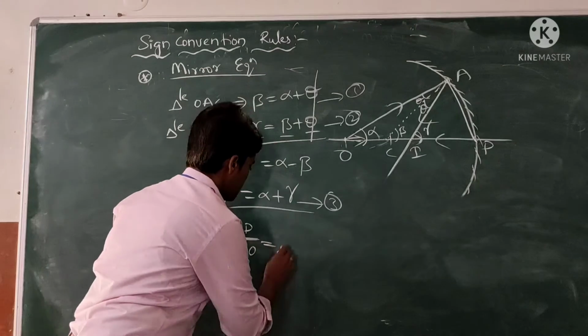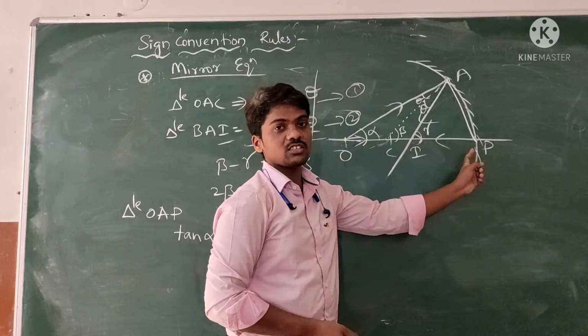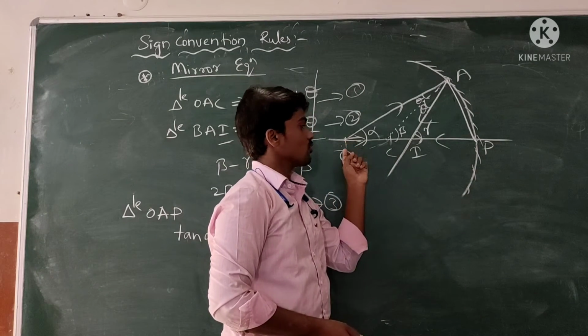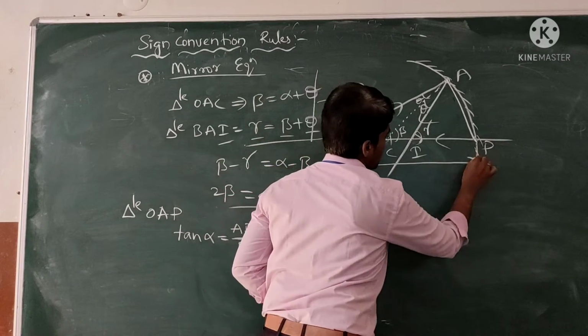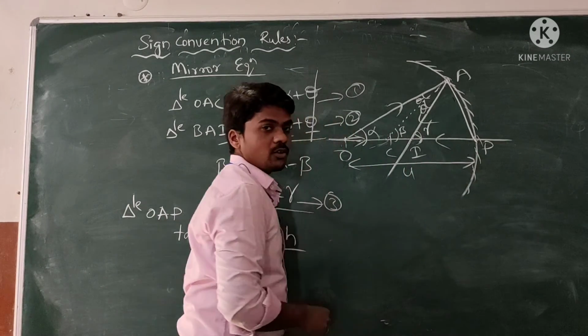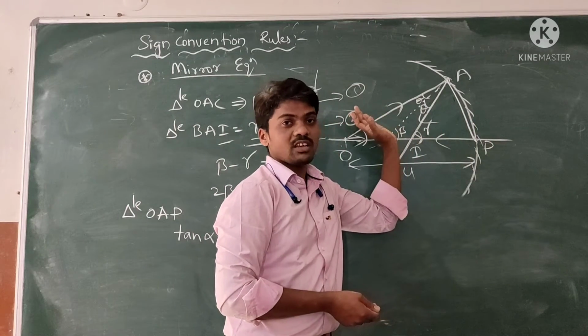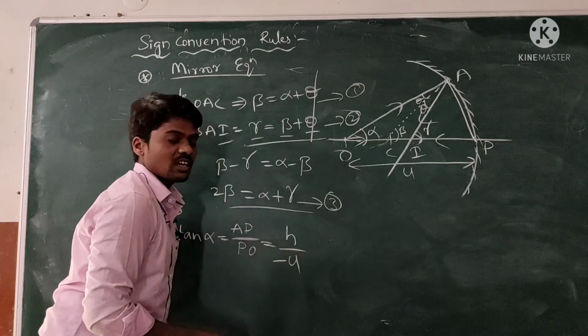Here we take H by PO. Here it is the object distance from the point. From point O to point P is called the object distance. It can be denoted by U. Here is the origin, and the left side is there. Left side means negative only. Here it is minus. You apply the sign convention.